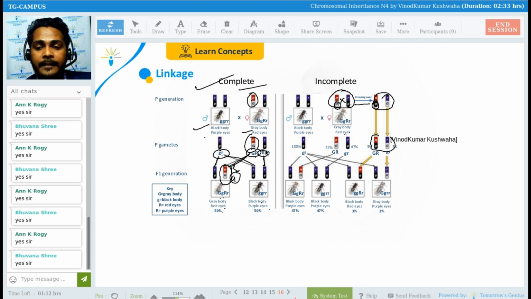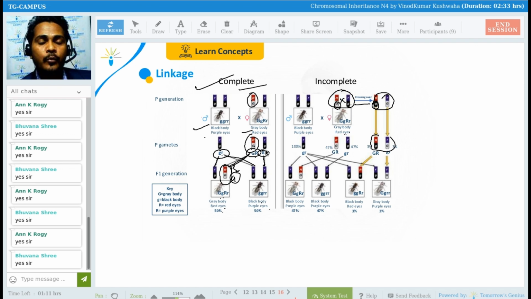So when the crossing over takes place between these genes, they segregate and are inherited independently. That means once there is a crossing over, they are segregated independently. They are not going to segregate together. They are independent, and that's why it is called independent assortment. And thus new types of combinations are produced in the successive generations, and that's why it is called incomplete linkage. So one is complete linkage, and the other is called incomplete linkage.